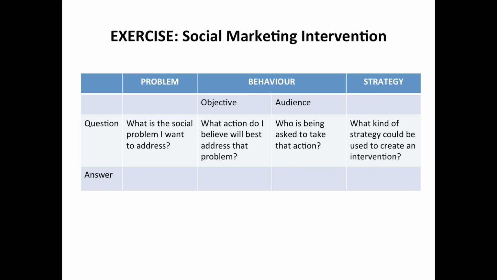Now that you have seen some examples of social marketing strategies and approaches that have been effective for injury prevention, think of an injury prevention issue that is important to you. For example, sports injuries or workplace falls, and fill in the answer portion of the matrix asking the following questions. 1. What is the social problem I want to address? 2. What action do I believe will best address that problem? 3. Who is being asked to take that action? And 4. What kind of strategy could be used to create an intervention?